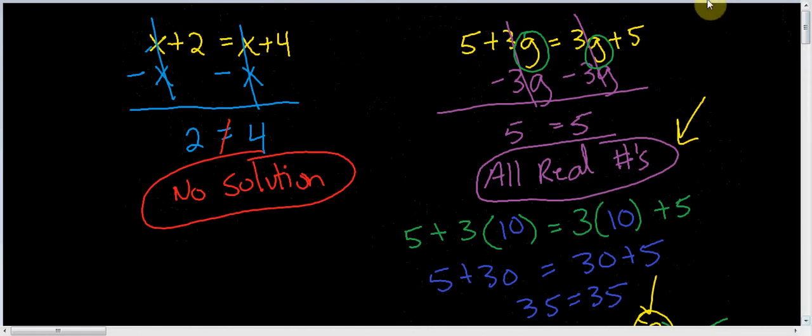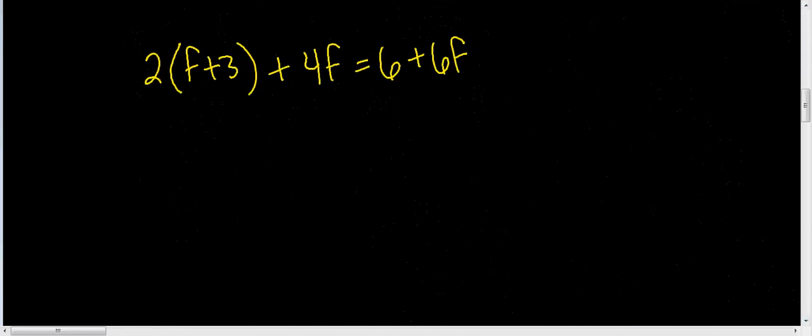Alright, let's solve one more here. Okay, so here's our third equation. We'll use red. Why not? Let's see if I can get my pen to work. There we go. Okay, so let's go through our progression here to solve this equation and see what happens. Is my pen working? Maybe. First step, can we distribute? Well, yes, in this problem we can. We have parentheses, so we do that first. So we have 2f plus 6 plus 4f is equal to 6 plus 6f.